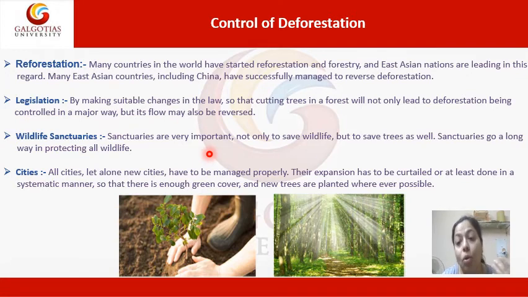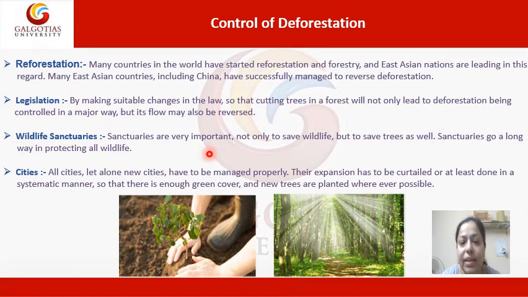If at all we really need the land, because you cannot overlook the fact that plain land is required, then we will cut down trees. But before cutting trees, it is advisable that the rare species of plants and animals are removed from the forest and shifted to a wildlife sanctuary where they can live in peace. And next is cities.